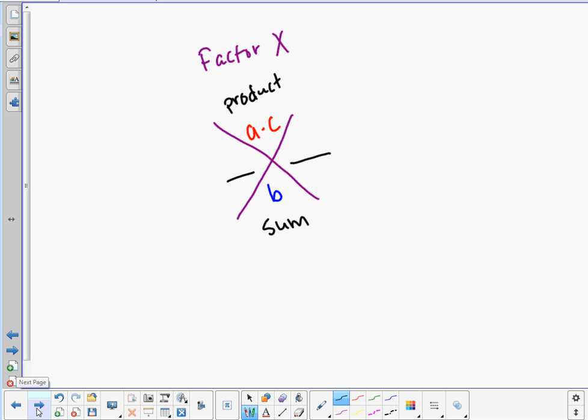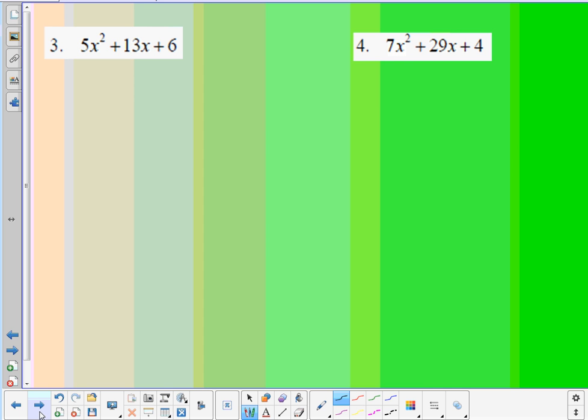Okay, so let's try some. When I look at number 3, I have 5x squared plus 13x plus 6. Now, 1, 2, 3 terms. Can't group them. I have to have 4 terms in order to group, but I need to know how to make those 4 terms. The way I do that is by setting up the factor x. I looked really quick for a GCF. There's nothing that comes out of 5, 13, and 6 all at the same time, so I don't have a GCF here.